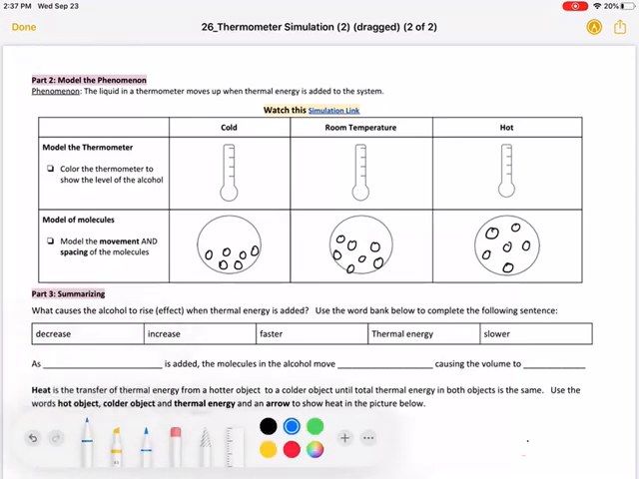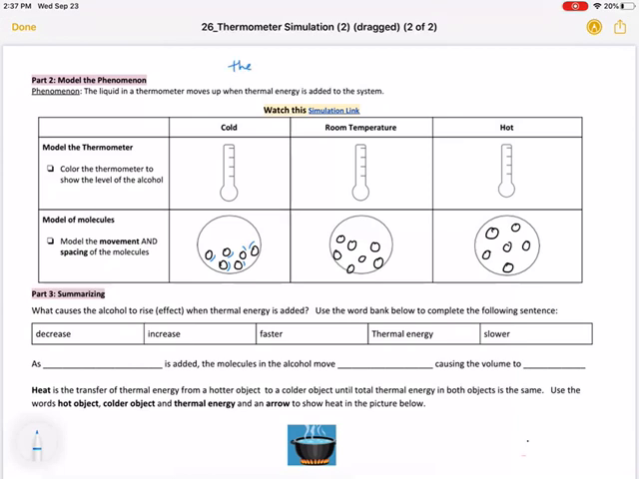Okay, now I'm going to show their movement by adding some lines. So these guys are kind of more in place. They're not really moving as much past each other, and they're slowly moving. As the thermal energy is added, and that's happening when we go from cold to room temperature, from room temperature to hot, what happens is the speed of the molecules increases.